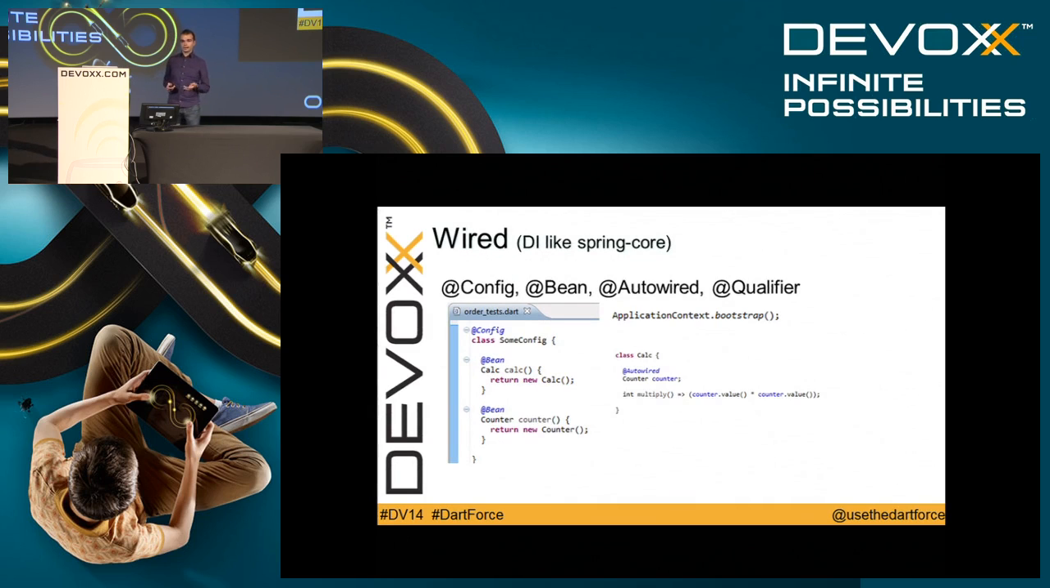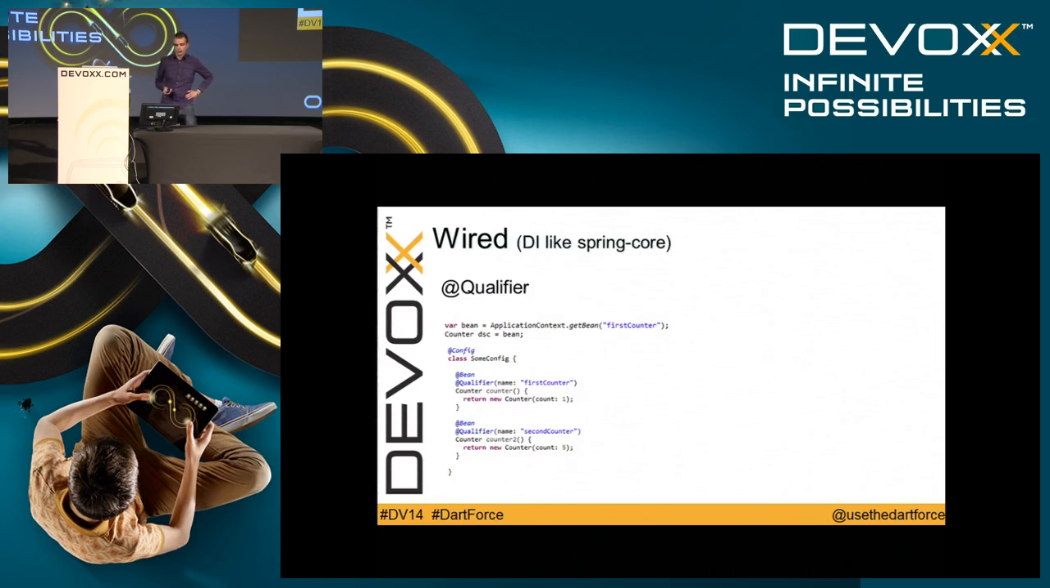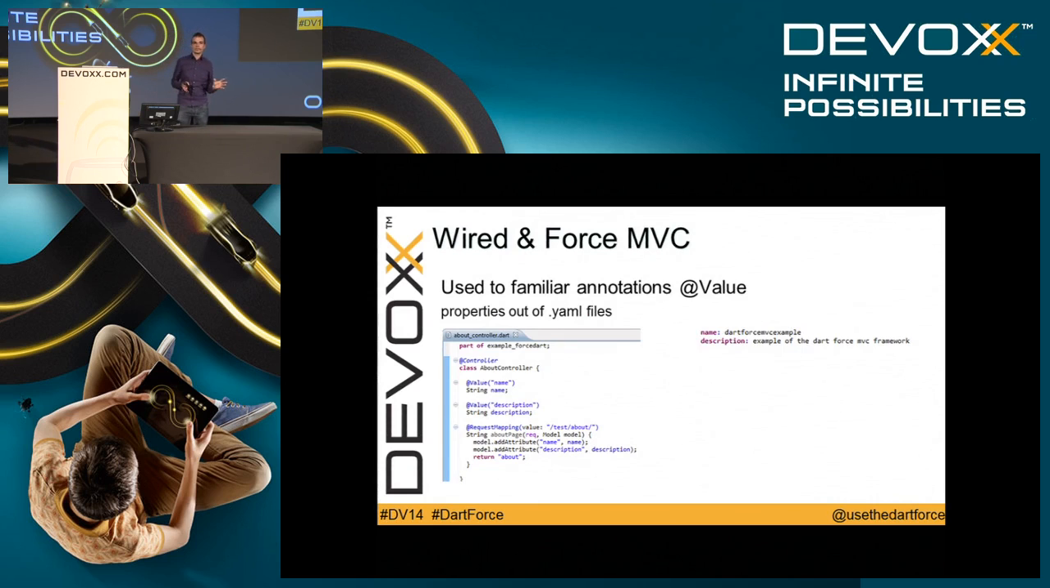I also created Wired. It's a pub package in Dart. With that, you can use @Config, @Bean, @Autowired, and @Qualifier in your Dart applications. Something that's a little bit different between Spring and my own package is that in Spring we use .properties files for your settings, and with Dart we use YAML files. So when you want to inject a certain value from your YAML file into your application, you can use @Value, and then you can insert that variable into your application.